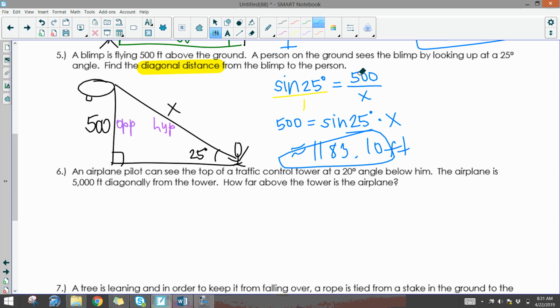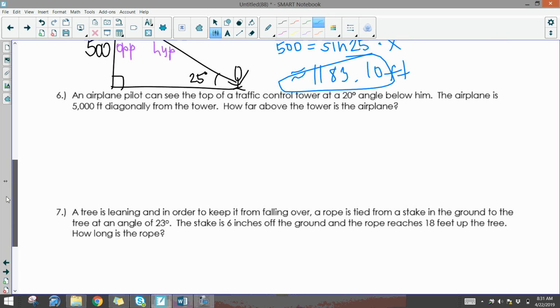There we go. That looks terrible. I'm so sorry, but you get it. Okay. I don't want to waste your time fixing it.